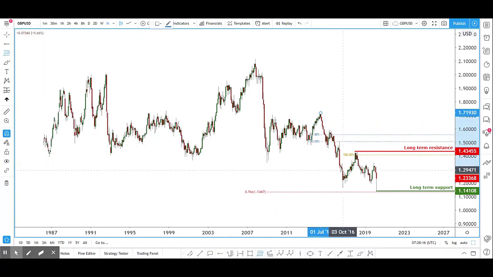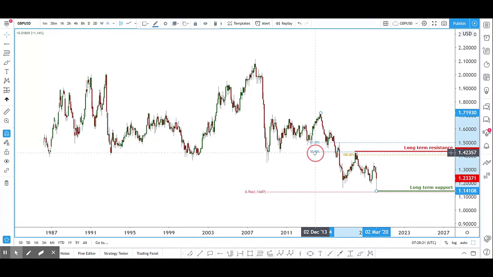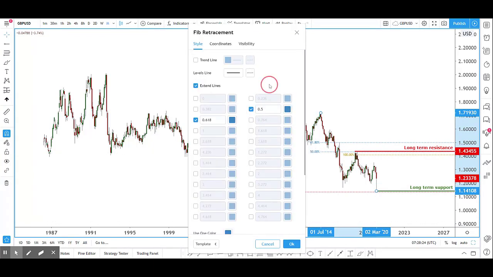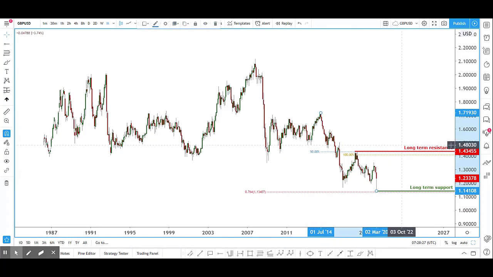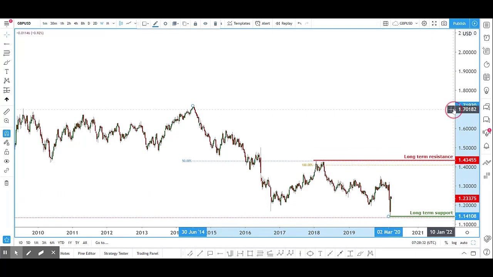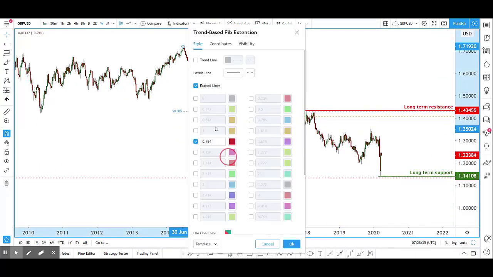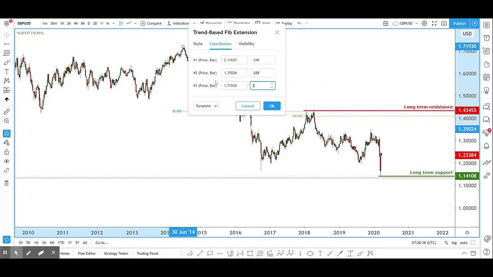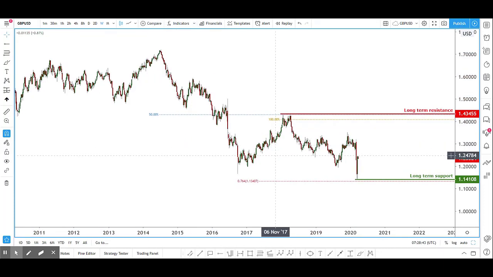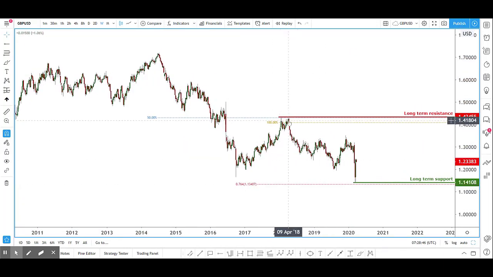I can also take a retracement from this high all the way to where price spiked to the low, and I see that it's also in line with a 50% retracement. We can just highlight these levels. Now that we have our long-term resistance and long-term support level, let's go down to the weekly. Now we are on the weekly, and we see that price actually drifted lower from April 2018, and then it reached a low on the 9th of March before showing a strong rejection.